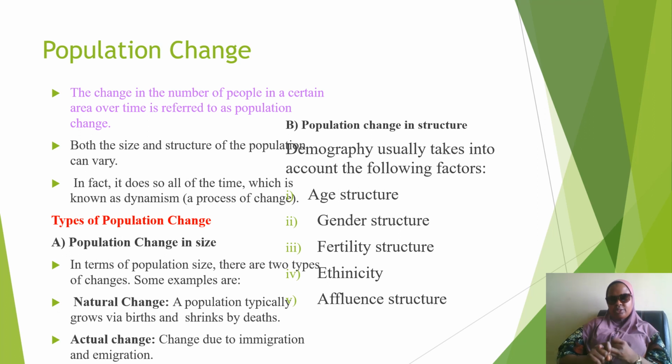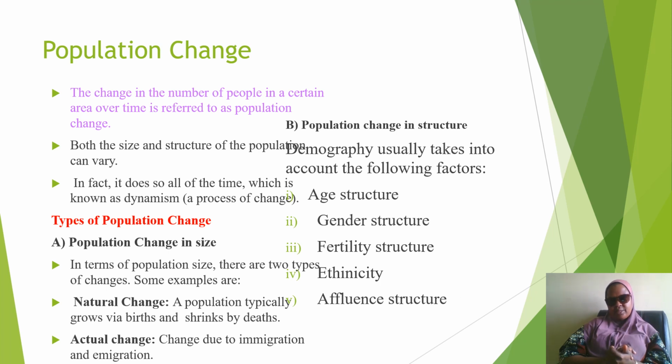We also have gender structure. Age structure is the categories of people in relation to age, whether we have children, or more youth, or average age people, or the elderly. So all these have implications on the population. Gender structure can also be either male or female. Then fertility structure. Do we have young women who can give birth more, or we have elderly women who cannot give birth? All these have implications.